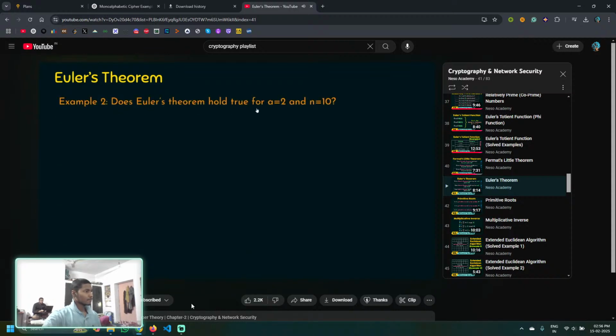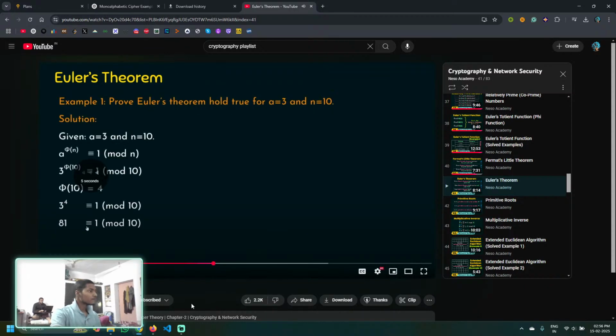The question is, does Euler's theorem hold true for a is equal to 2 and n is equal to 10?